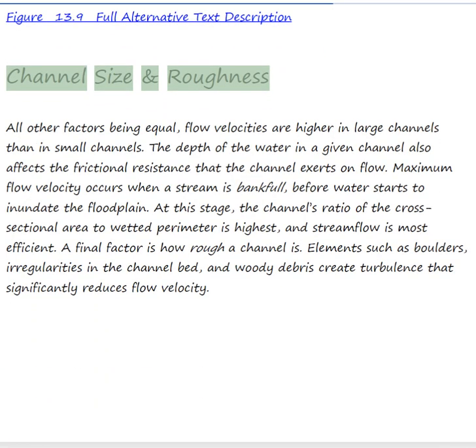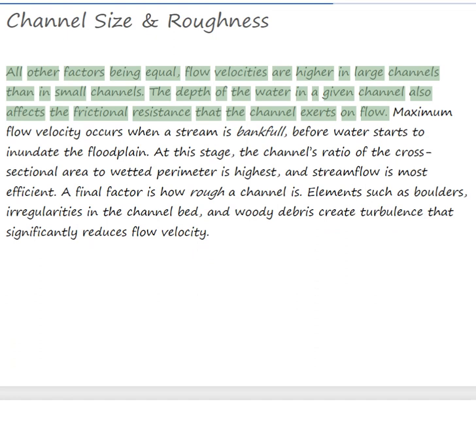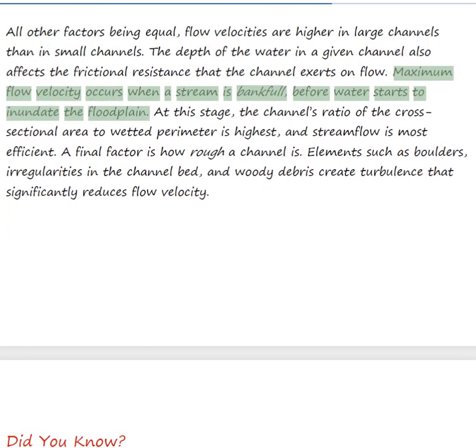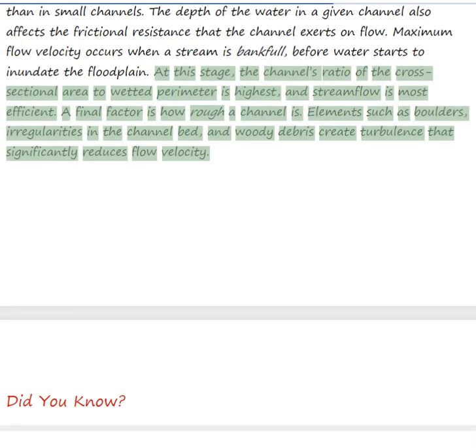Channel size and roughness. All other factors being equal, flow velocities are higher in large channels than in small channels. The depth of the water in a given channel also affects the frictional resistance that the channel exerts on flow. Maximum flow velocity occurs when a stream is bank full, before water starts to inundate the floodplain. At this stage, the channel's ratio of the cross-sectional area to wetted perimeter is highest, and streamflow is most efficient. A final factor is how rough a channel is. Elements such as boulders, irregularities in the channel bed, and woody debris create turbulence that significantly reduces flow velocity.